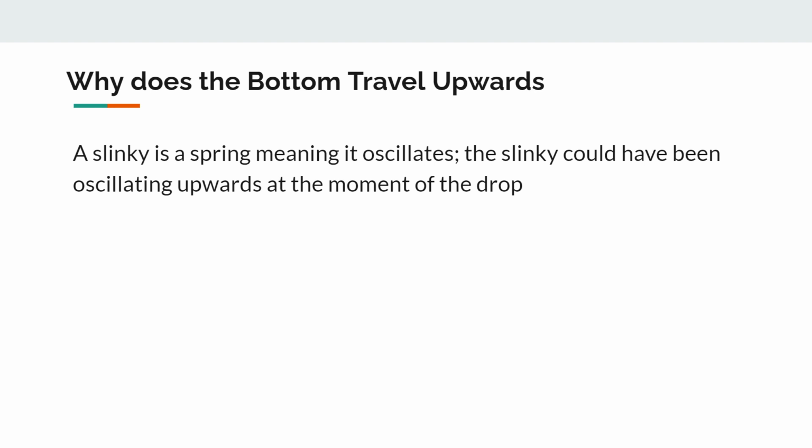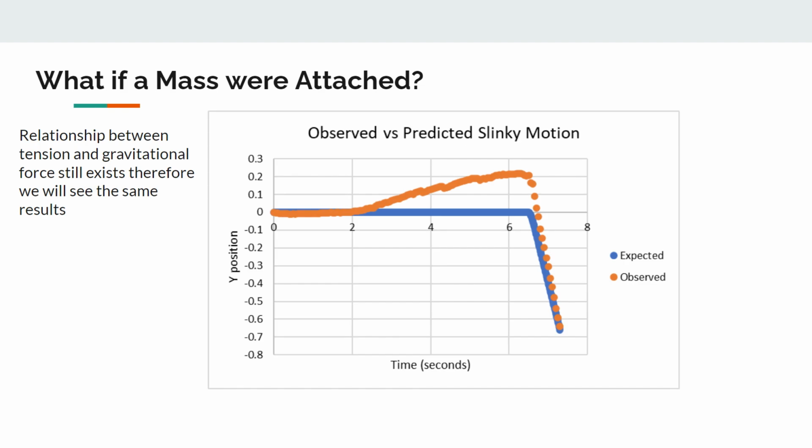A slinky is a spring, meaning that it oscillates. And so when the slinky was dropped, it's very likely that the bottom of the slinky was oscillating upwards, which accounts for that upward movement in the graph.